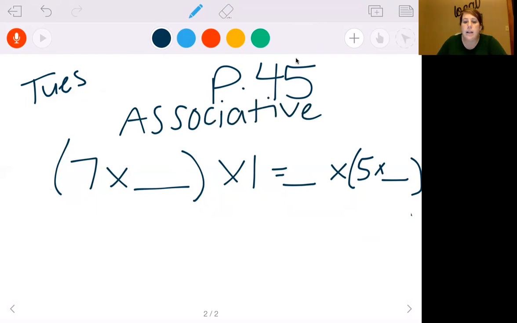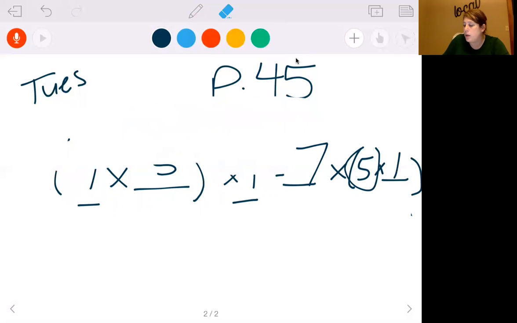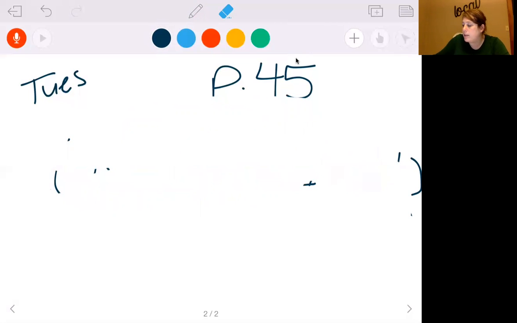Okay, so I'm basically looking at missing numbers here. So if I'm looking at associative, the order isn't going to change, just the parentheses. So if I have a 7 and a 1 on this side, I need to have a 5 here because that's what I'm missing that's on this side. And then I can just fill in the numbers as they are because remember, associative doesn't change the order. Okay? All right, let's do one more. And then I'm going to let you guys go. But basically what you're doing today is just filling in the blanks with the numbers.